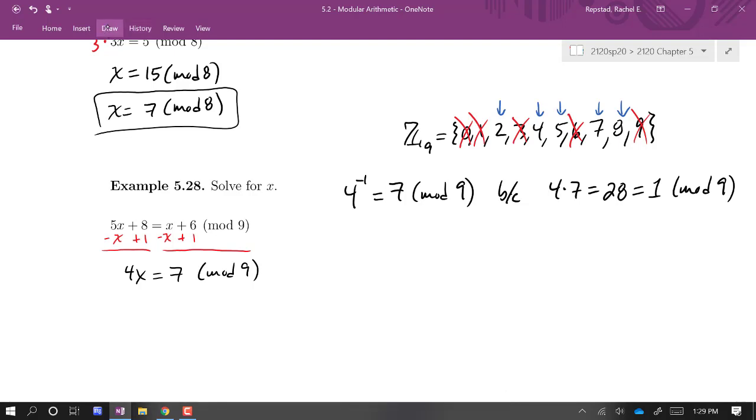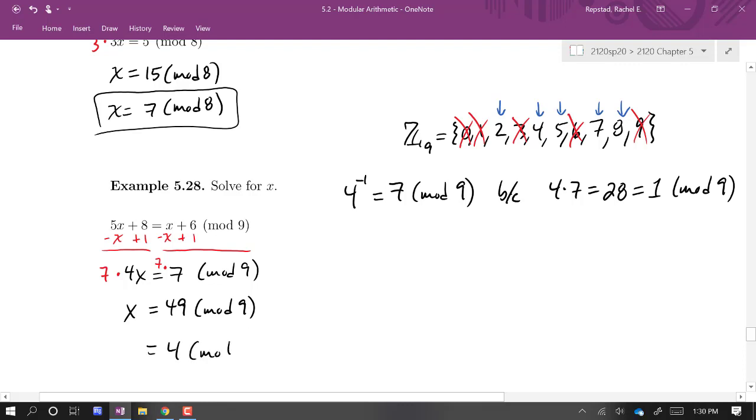So I'm going to multiply both sides by 7. Now, 7 times 4x. I chose 7 because it's the inverse of 4, so I know on the left side I'm just going to get plain old x. 7 times 7 is 49. And let's see, the closest multiple of 9 would be 45, and that's 4 more than 45, so this is 4 mod 9.